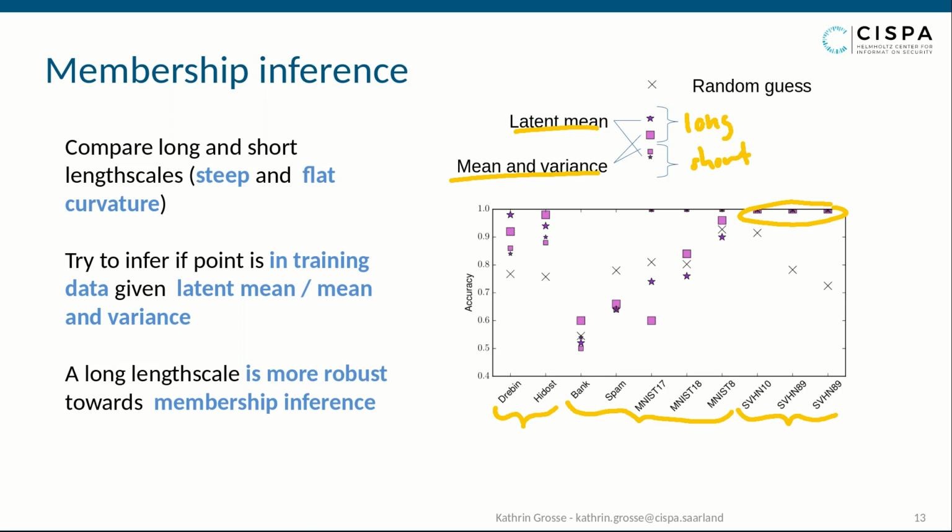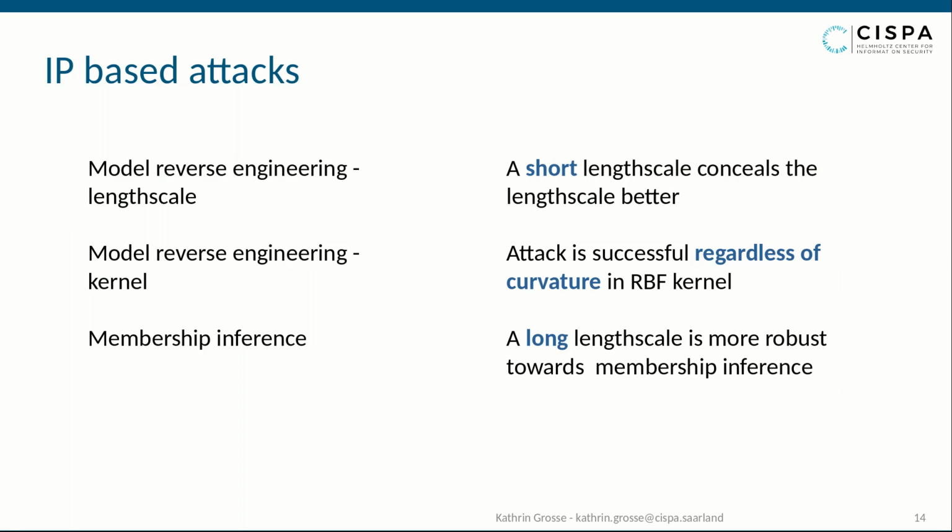Then a short comment. There is a third attack which tries to infer the kernel. So which kernel was used? Was it RBF, linear, poly? We do not comment on that because here the length scale doesn't affect the result. So this attack is going to be successful no matter what.